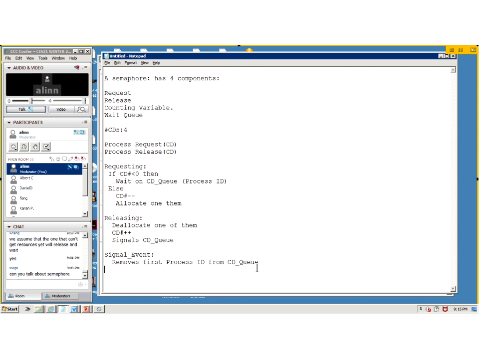Let's see what I say. It removes the first process ID from the queue, and then does this requesting with this process ID. That basically invokes the process of this requesting semaphore. And that should handle the semaphore pretty well.